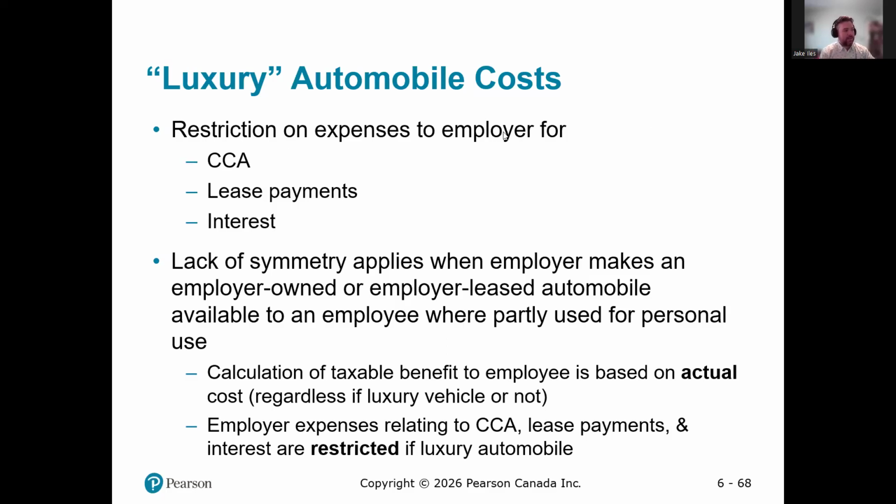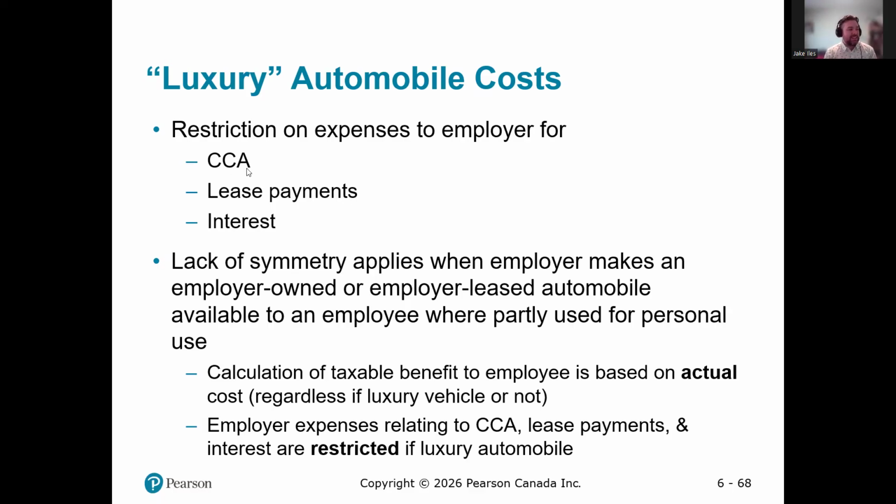So the CRA has restrictions on CCA, which we talked about in chapter 5. If it's an automobile that's more than $38,000, you can only capitalize up to $38,000. So a $60,000 car will only ever really fully expense 38,000 of it. So we have a limitation saying that car's too expensive. There's a luxury portion to it.